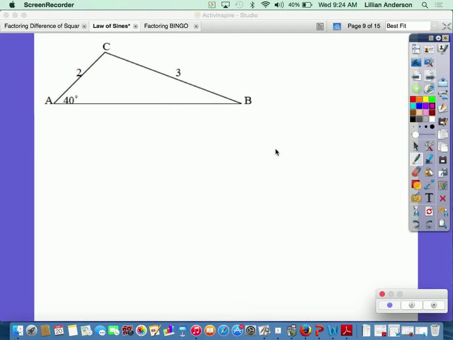All right, this one is what? Side angle side. Not side angle side. Right, side angle side. Side side. Of course. All right, so let's label.